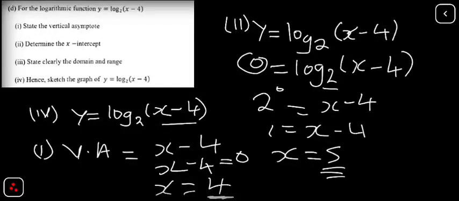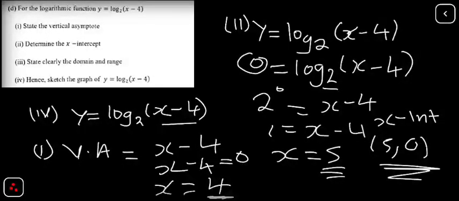Since the question says determine the x-intercept, they want us to state the coordinates of the x-intercept. So you're going to start with the value of x, which is 5, then the value of y, which is 0. We know that along the x-axis, y is equal to 0, and we are finding the value of x, meaning the value of y is 0.